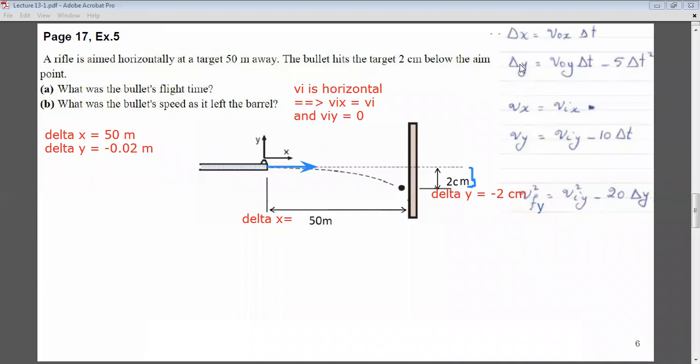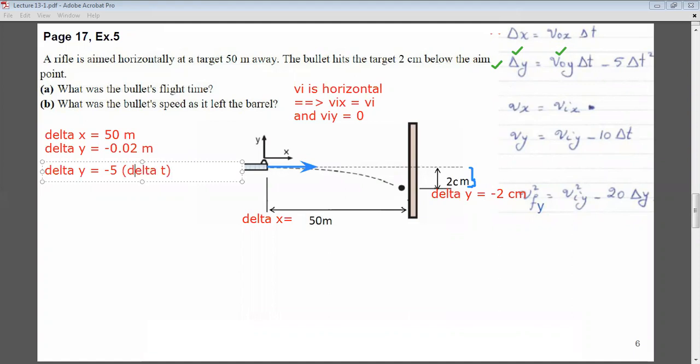Let's see the second equation. Delta y is minus 0.02, I have it. V initial y is 0, I have it. And this is 5 delta t squared. So this is the equation I can use. Here there is no delta t, here there is delta t, but I don't have the vy. And the same thing here. So the only equation I can use is the second equation. So let's use it. Delta y equal minus 5 delta t squared.